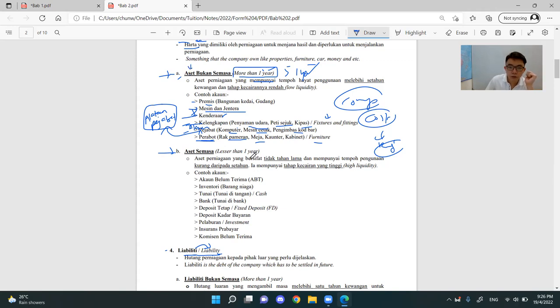Okay, so next, you see, is lebih daripada, melebihi setahun. Okay, now, what if lesser than a year? Can you see or not? Lesser than a year, we call it aset semasa, the current asset. Current means 1 year. Okay? Non-current, bukan semasa, means more than a year. Okay, so what are the assets semasa? Contoh, the account belum terima. Alright, what is account belum terima?